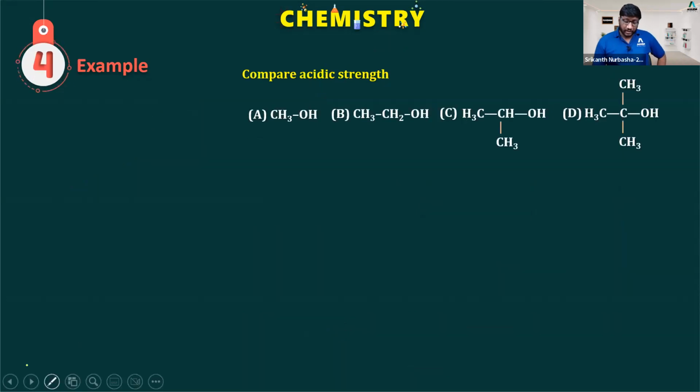Compare here: CH3OH, CH3CH2OH. Methanol, primary alcohol, secondary alcohol, and tertiary alcohol. Methyl alcohol, primary alcohol, secondary alcohol, tertiary alcohol: which alcohol is more acidic? How to compare, students? Give the answer for this question. All of you try to do the comparison and give the answer.